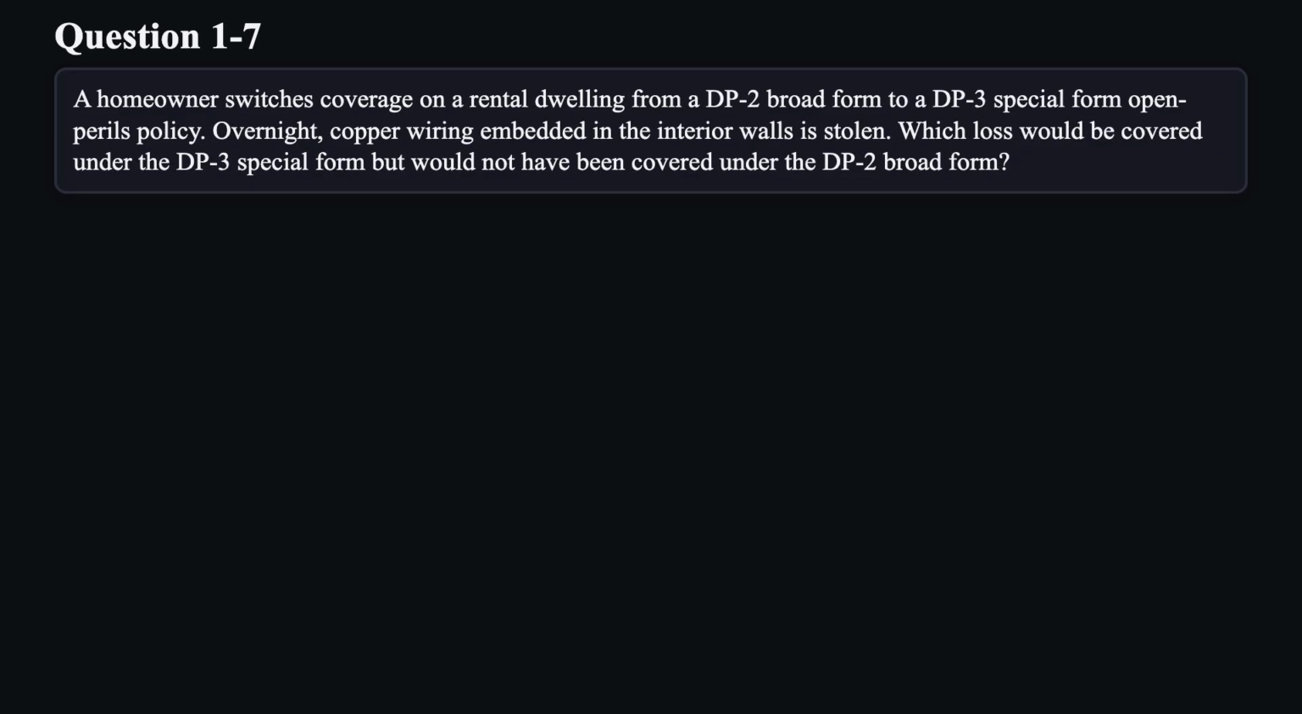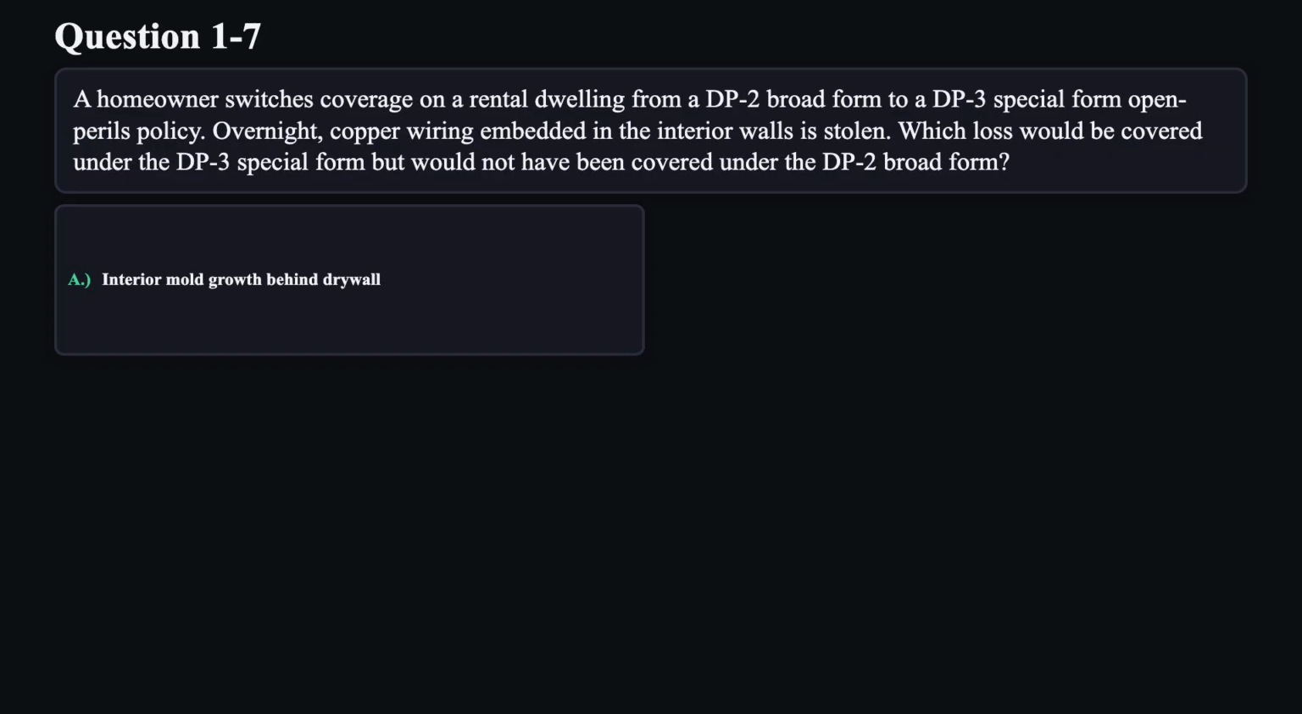Question 7. A homeowner switches coverage on a rental dwelling from a DP2 broad form to a DP3 special form, an open perils policy. Overnight, copper wiring embedded in the interior walls is stolen. Which loss would be covered under the DP3 special form but would not have been covered under the DP2 broad form? A. Interior mold growth behind drywall.